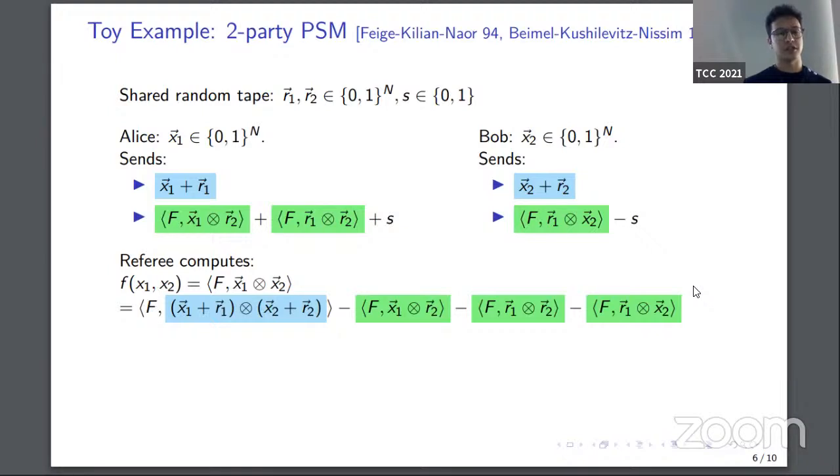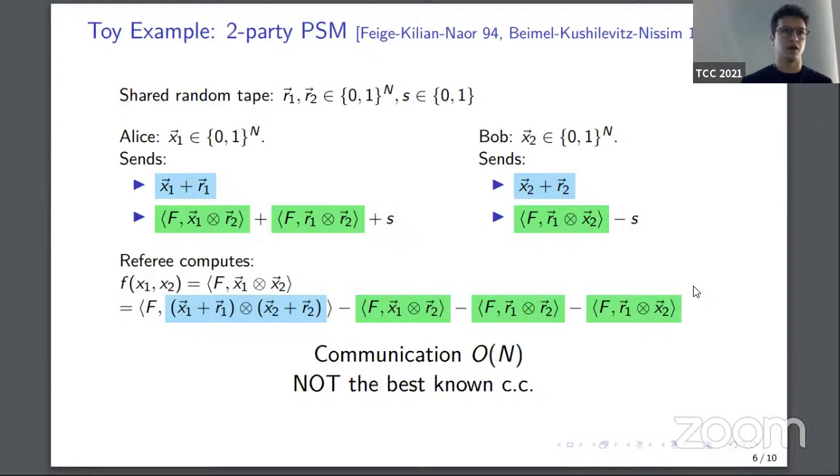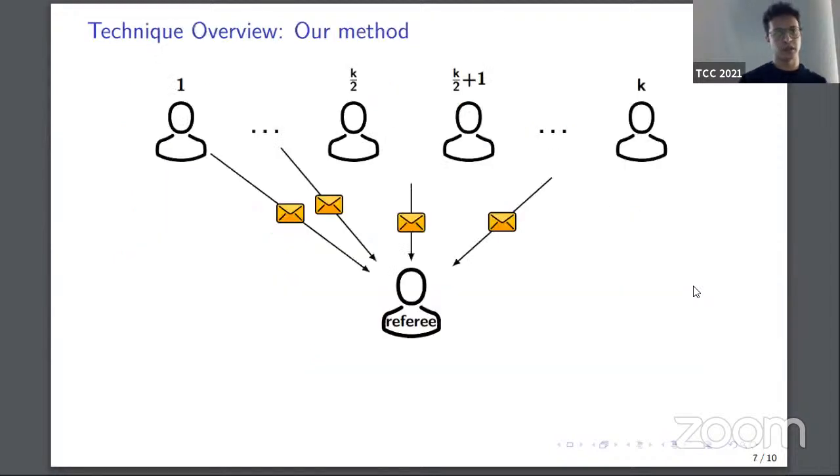Since R1 and R2 are shared, Alice and Bob can actually just send those values, and we one-time pad them with some bit S that is also shared. This yields a communication complexity of big O of n. This is not the best possible, but it's a first introduction to PSM.